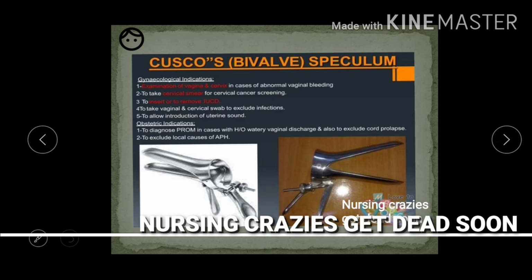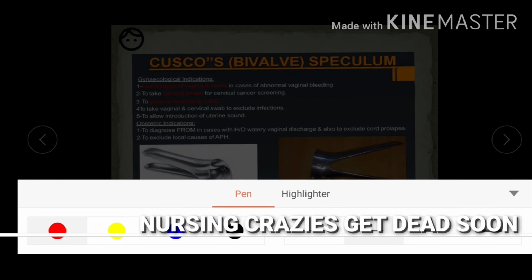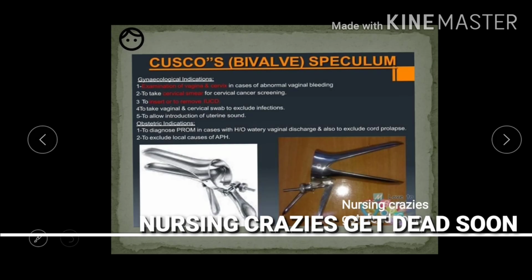Then next one is the obstetrical indication. What are the obstetrical indications for this speculum? First one is to diagnose PROM. So the question for you guys is, what is PROM? You will write it in the comment section.